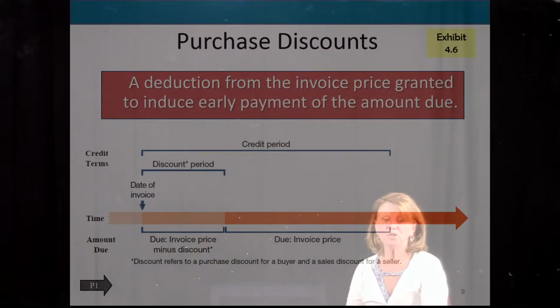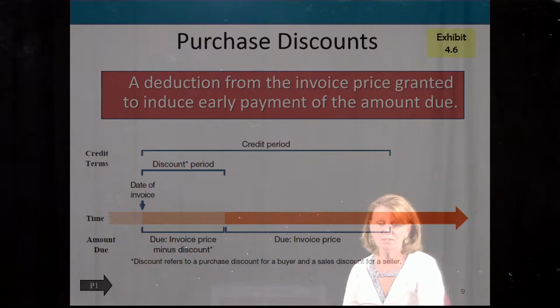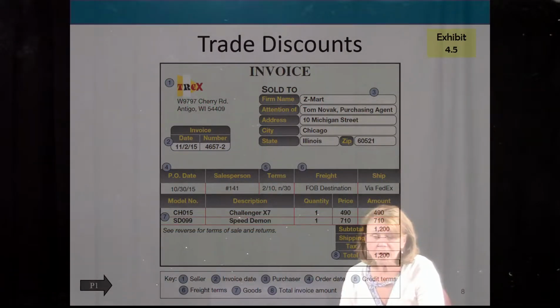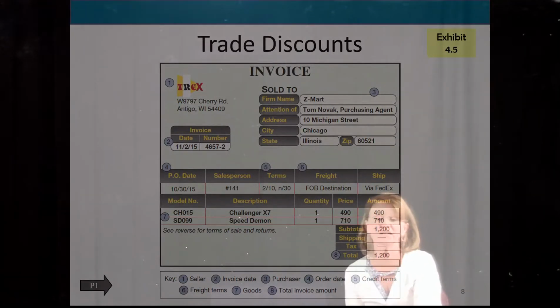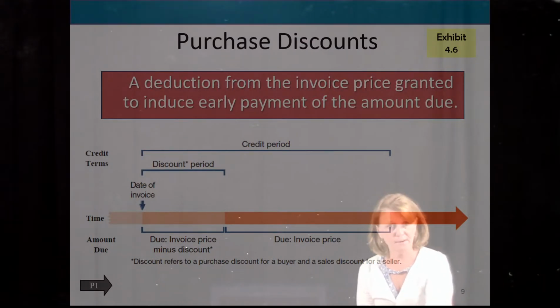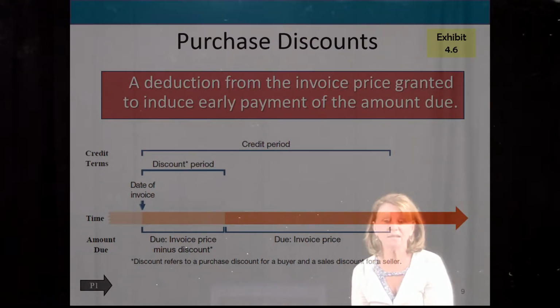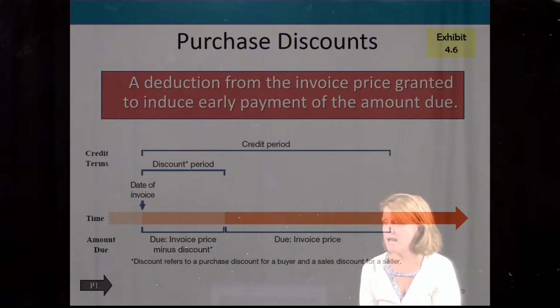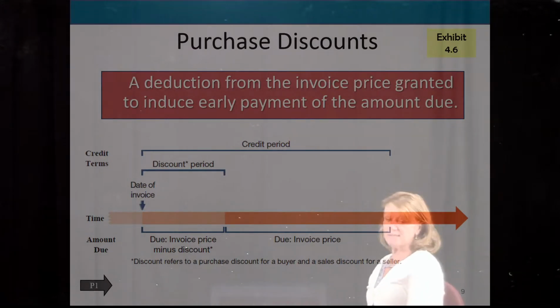All right, purchase discounts. When I just talked to you about the invoice, look at number 5 where it says terms 2/10, net 30. That is your purchase terms. And purchase discount or your terms are what's deducted from the invoice, granted to induce early payment of the amount due. So if you see a term that says 2/10, net 30, it's always the same.